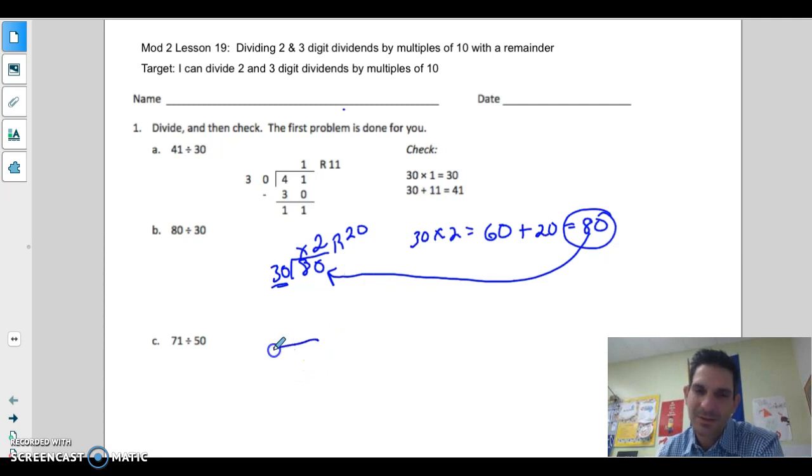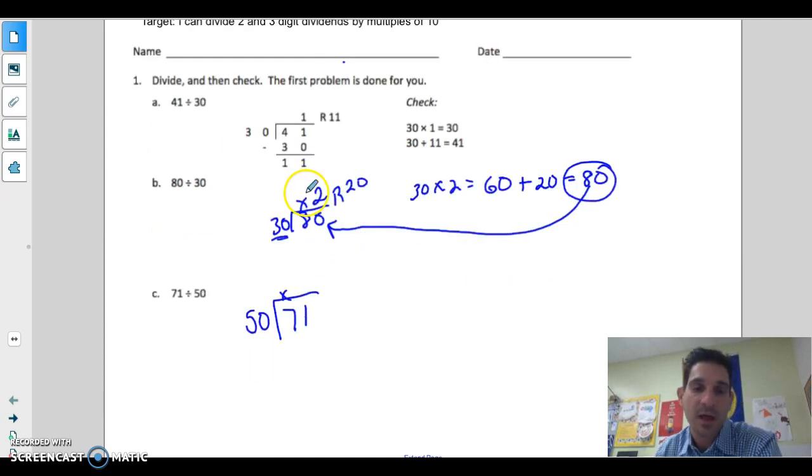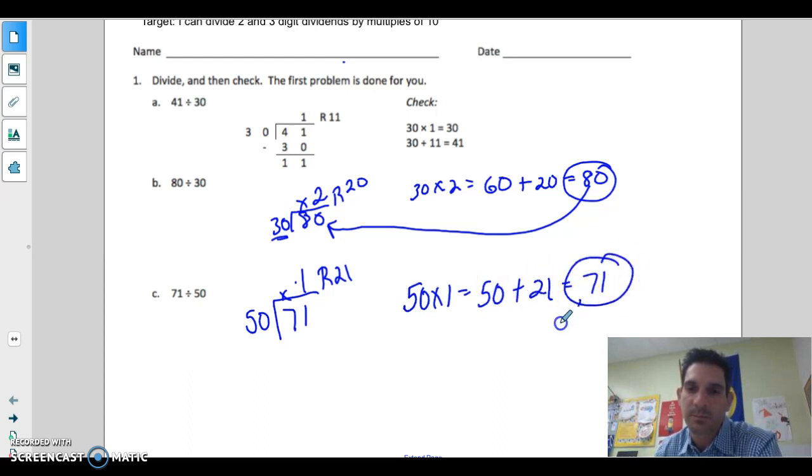It's not rocket science, guys, 71 divided by 50, but it's laying the foundations for bigger things. 50 goes into 71 one time, with the remainder of 21. So again, we do 50 times 1, it's 50, plus the remainder equals 71. Winner, winner, chicken dinner.